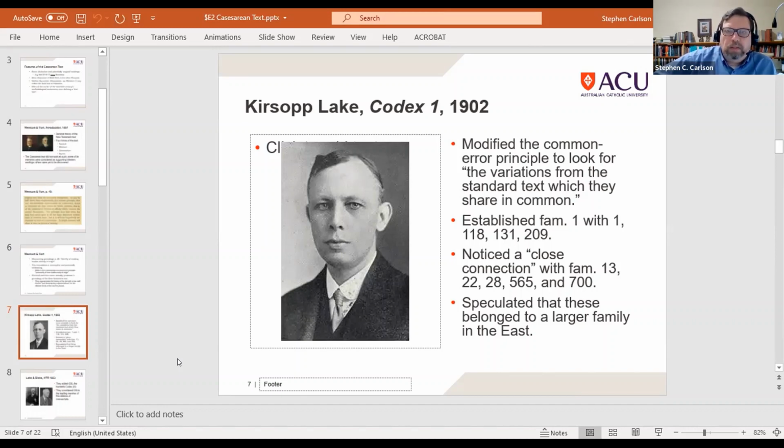His main methodological change is that he modified the common error principle to look for variations from the standard text which they share in common. And by standard text, Kirsopp Lake meant the Byzantine text, the standard ecclesiastical text that was so dominant that, as scribes copied their manuscripts, they tended to introduce Byzantine readings because they just knew it so well, and they knew how the text should read because of their familiarity with it.